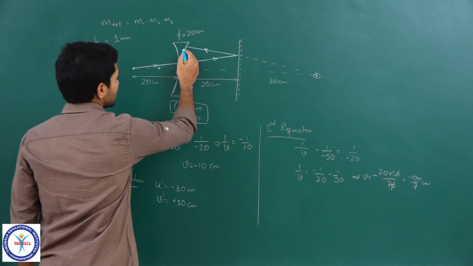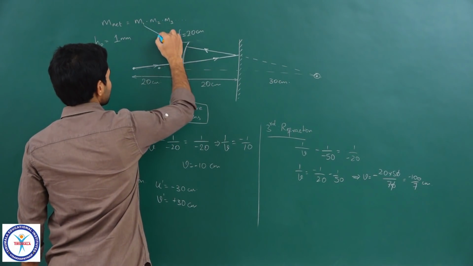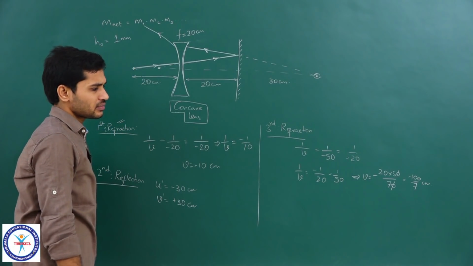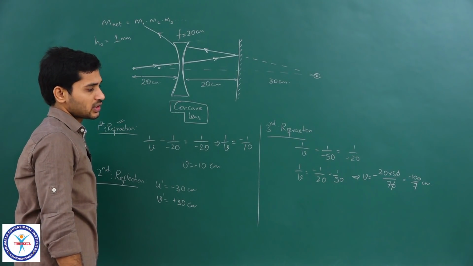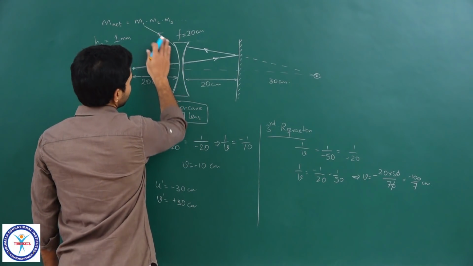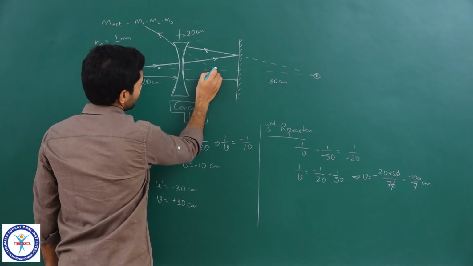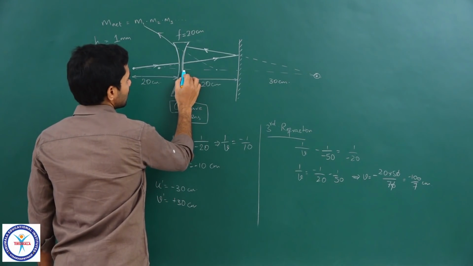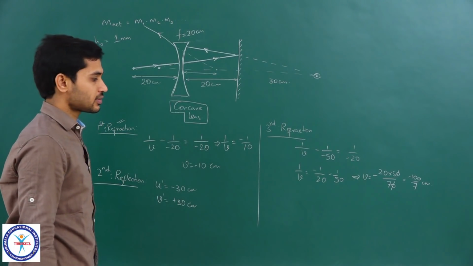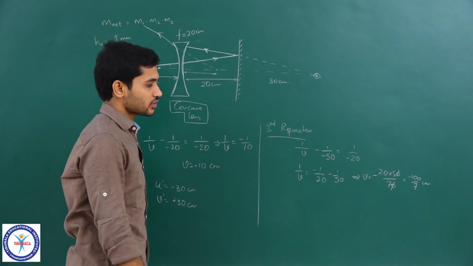So, which means after here the light rays will further diverge away. What is 100 by 7? Roughly 13, not 13, 14 point something centimeters. So, the light rays will diverge away and they appear to come from a point which is somewhere over here at a distance of 14 centimeters from the lens, okay, 14.3 centimeters from the lens.